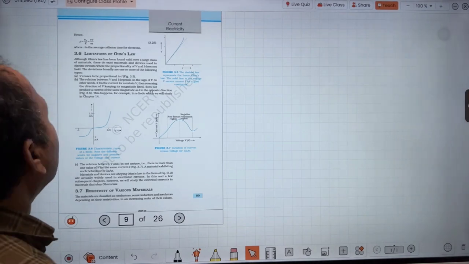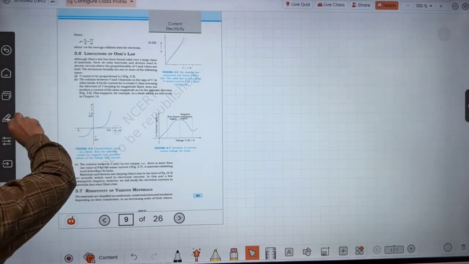Now, limitations of Ohm's law. What does this mean?